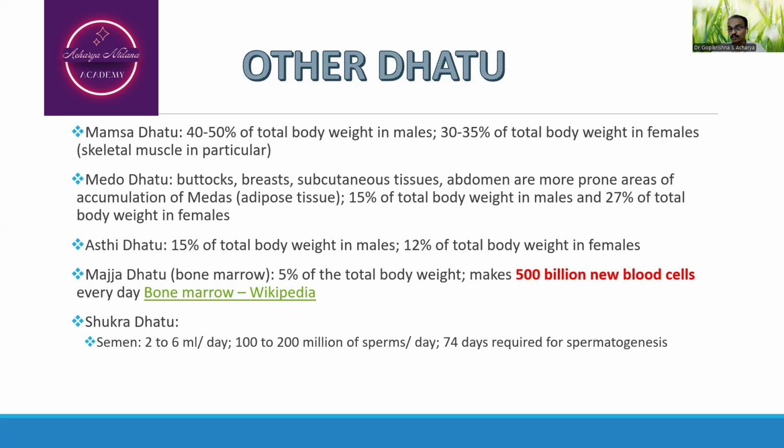Regarding Shukra Dhatu, nearly around 2 to 6 ml of semen will be produced every day. 100 to 200 million sperms will be formed in 24 hours. Whereas spermatogenesis requires 74 days from the spermatids to mature sperm.